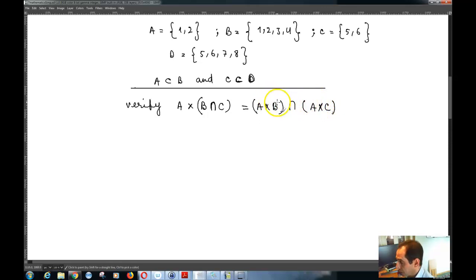So you can see that basically the intersection of B and C is actually a null set. The intersection of B and C is a null set. So what that means is that the Cartesian product of basically the intersection of B and C is the null set. So that is the Cartesian product of the {1, 2}, {1, 2, 3, 4}, {5, 6}, and {5, 6, 7, 8}.